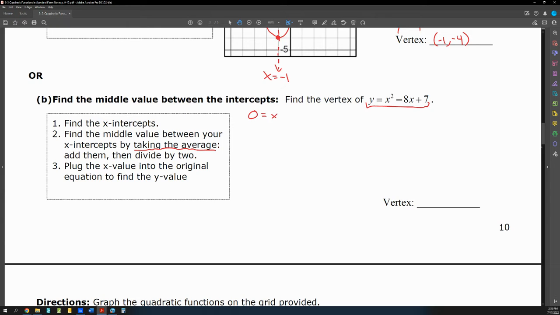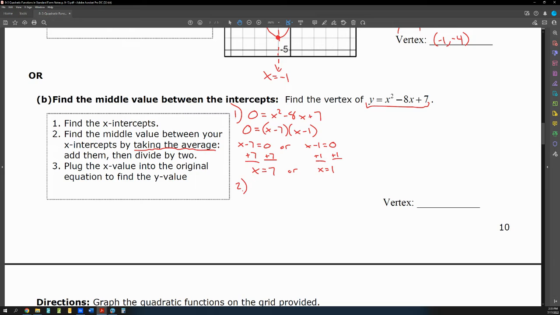So 0 is equal to x squared minus 8x plus 7. And then we're going to go ahead and solve for x. So factoring this expression here, we get 0 is equal to factors of 7 that add to -8. We get x minus 7 and x minus 1. Using the zero product property, we can set each factor equal to 0. So x minus 7 equals 0, or x minus 1 equals 0, gives us solutions x equals 7 or x equals 1. Okay, so this is step 1, the x-intercepts.